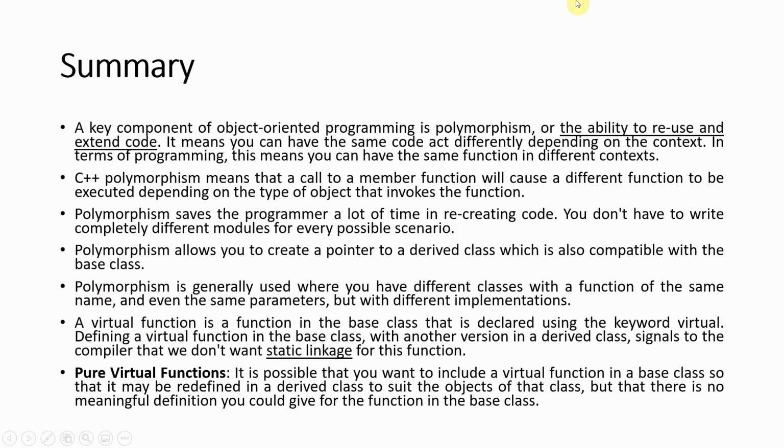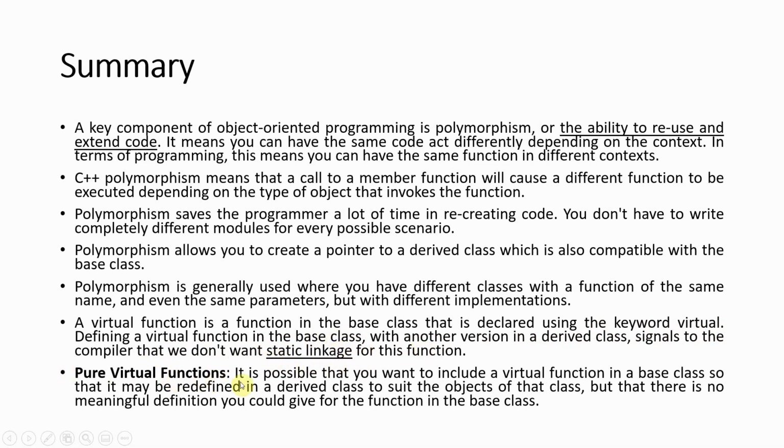For example, you have an abstract class shape and many subclasses. Each of these classes might have the same function, area or circumference or draw or other things, and even the same parameters but with different implementation. A virtual function is a function in the base class that's declared using the keyword virtual. Defining a virtual function in the base class with another version in a derived class signals to the compiler that we don't want to have static linkage, static binding, or early binding for this function.